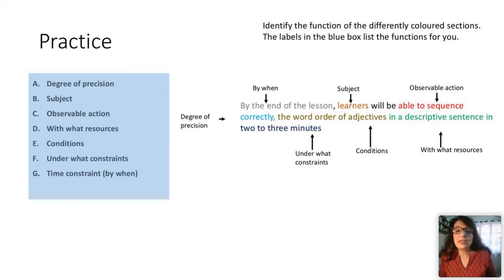So what is the condition that I'm looking at? What is the opportunity that I gave them? The word order of the adjectives. What was the resource? It was the descriptive sentence in which I had put in a whole bunch of those adjectives in a mixed up order and they had to sequence it correctly. And the degree of precision is this word, okay, correctly. So see the formula that I gave you, therefore it encompasses all of these components.